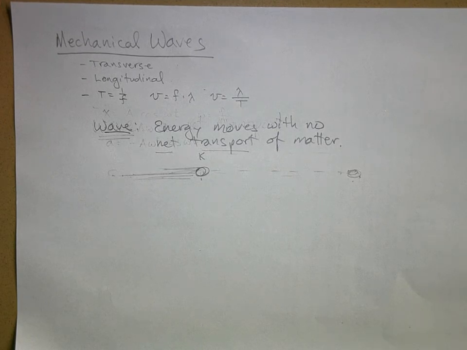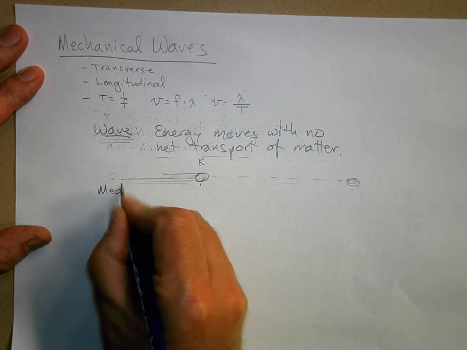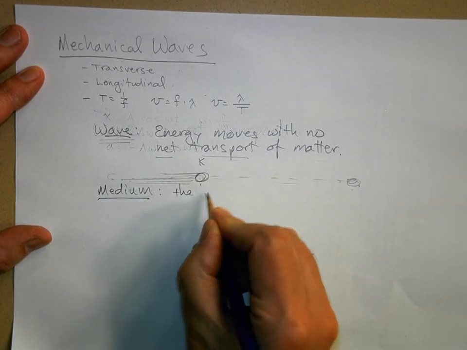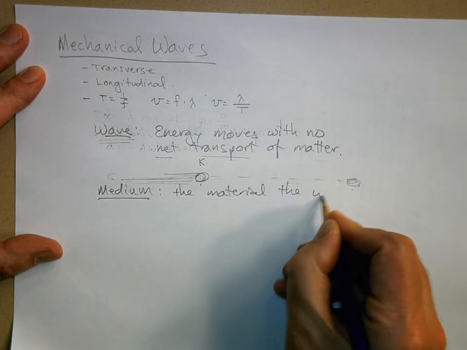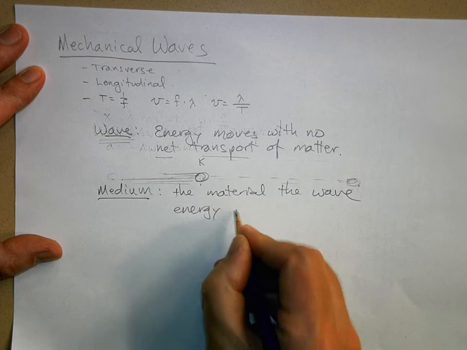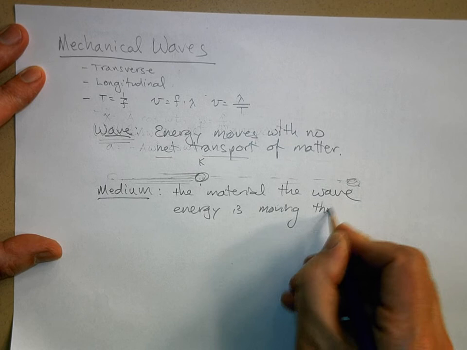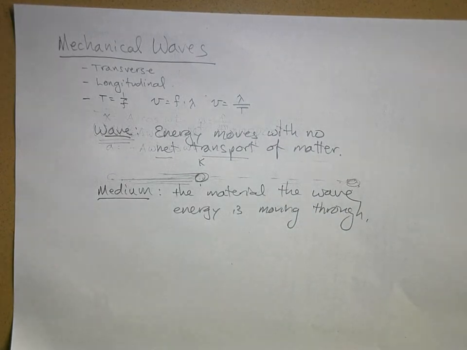But if you have material, you can move the energy through that material, and that material is called a medium. That's a word you should know. Medium is the material the wave energy is moving through.